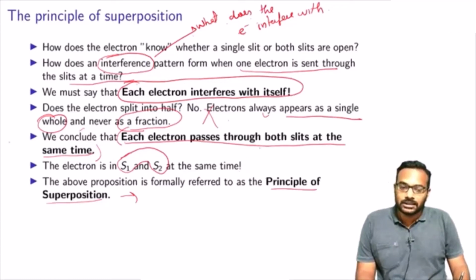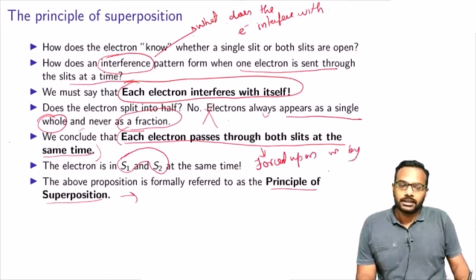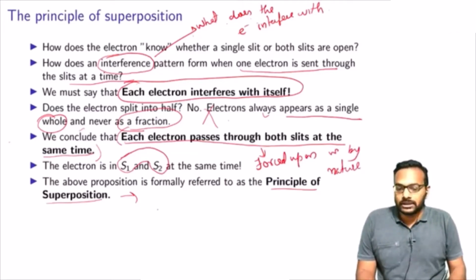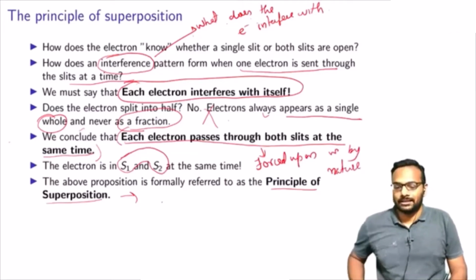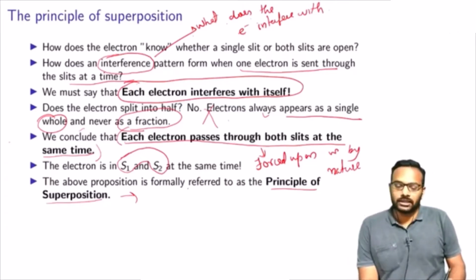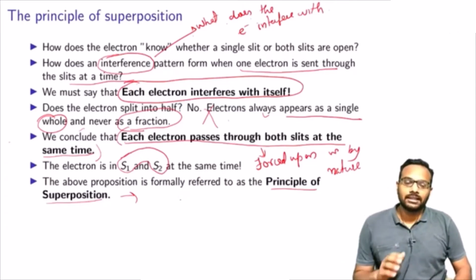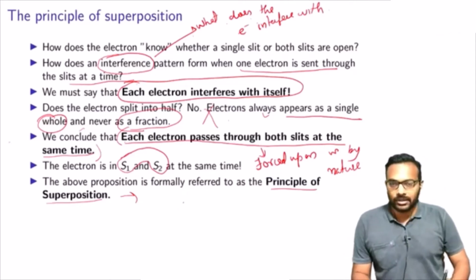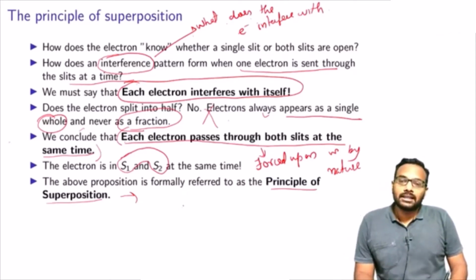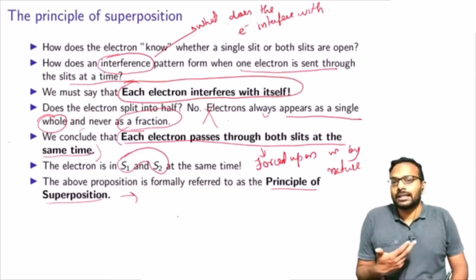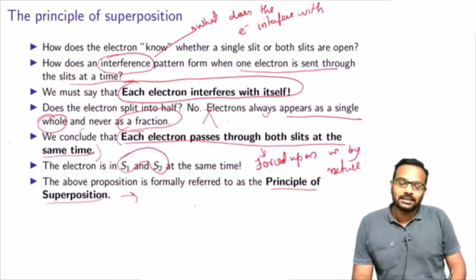And this is the conclusion that is forced upon us by nature. We have no choice here. And this is not just about position. If you look at the different possible energies of the electron, you will see that the electron can exist in different energy levels at the same time. A single electron can exist in different momentum states at the same time. A single electron can exist in different spin states at the same time.